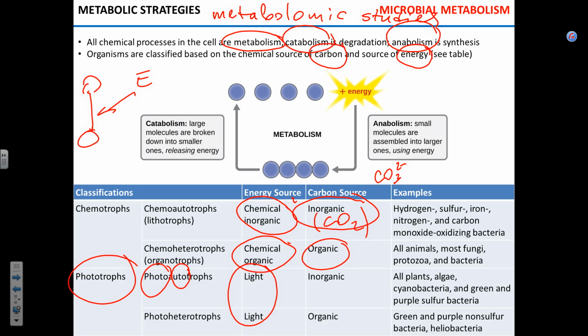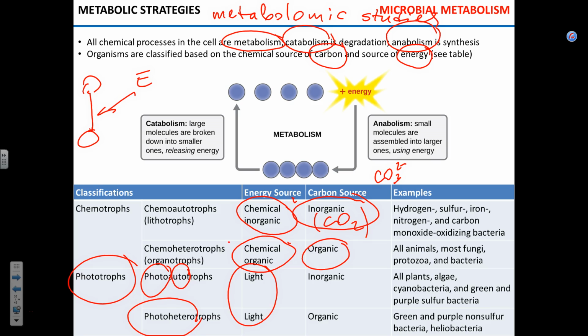There are microorganisms that use light as the energy source but utilize organic sources of carbon. They are photoheterotrophs, certain types of bacteria.